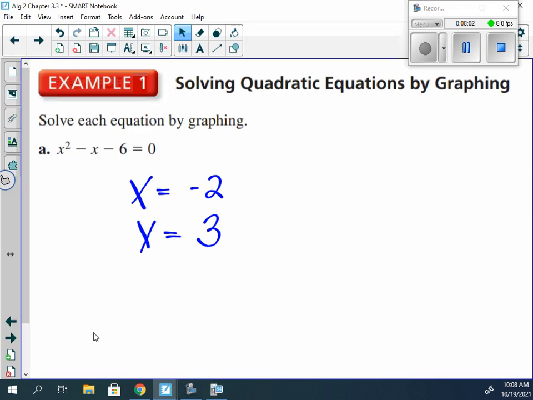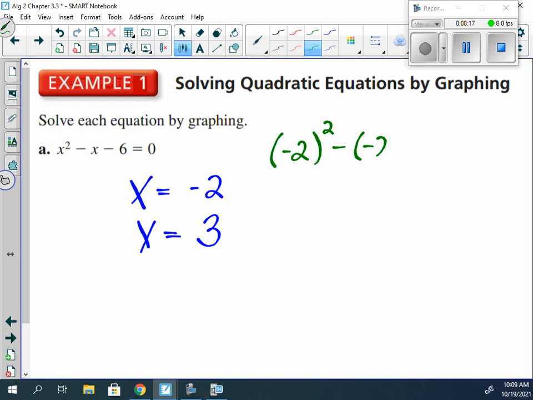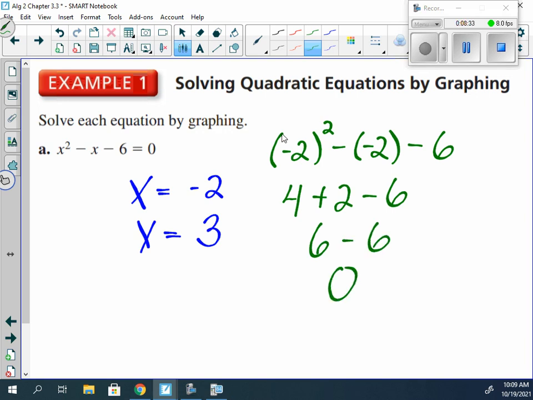Any other questions on this here? And now there is a way that we can check this, and I've mentioned this to some of y'all, is that we could take these numbers and plug them back in. Because if I take -2 and plug it back into the function, well, -2 squared is +4. Negative and negative give us +2, -6. Well, 4 plus 2 is 6, and 6 minus 6 is 0.